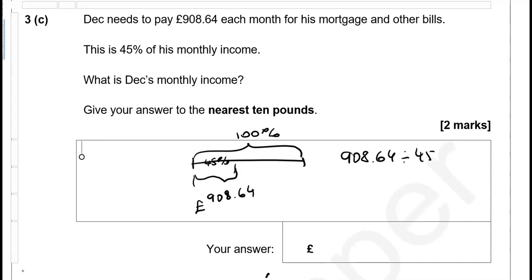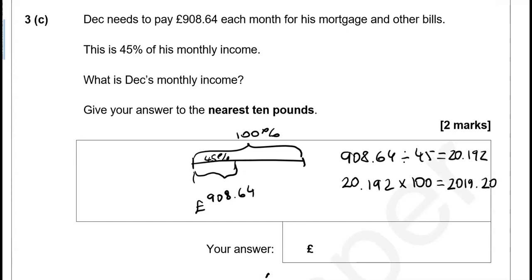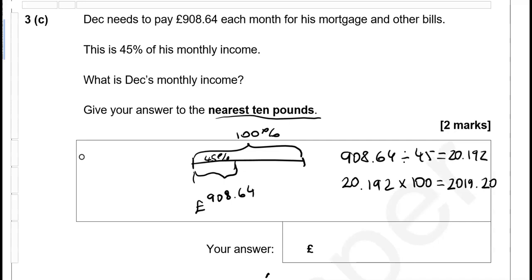divided by 45 equals 20.192. Multiplied by 100 to get the full 100% amount. And this equals 2019.2. In terms of money, that would be £2019.20. So we've got to round the answer to the nearest £10.